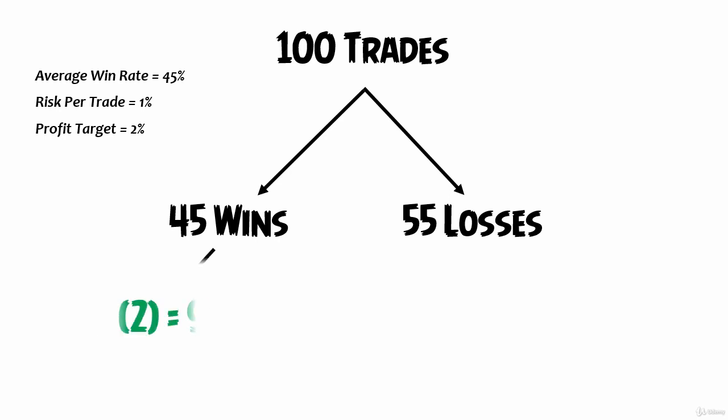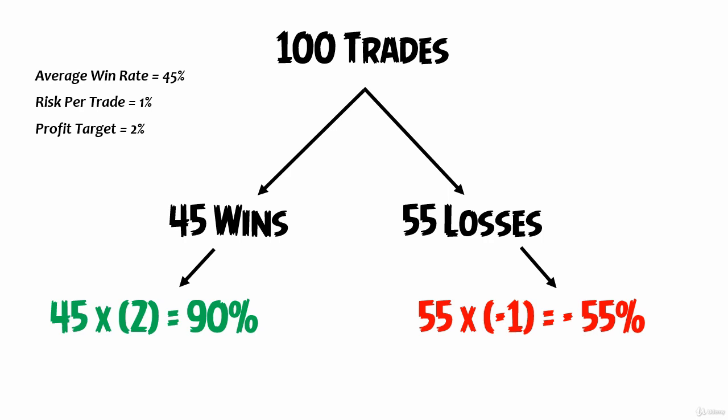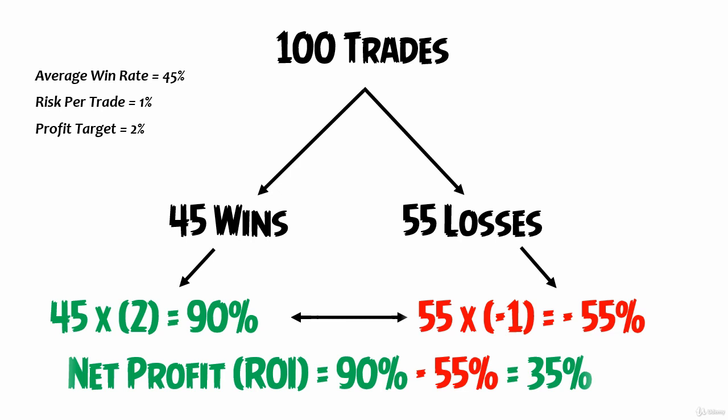When you do the math, you'll see that you're going to end up with a gross profit equal to 90% of your trading capital and a gross loss which will only be 55% of your trading account's capital. Now, when you subtract your gross loss from your gross profit, you'll discover that you're still going to end up with a 35% return on investment after taking 100 trades, even though you were only right 45% of the time. And that's the power of coupling a modest win rate from a forex trading strategy which has got an edge over the markets with a robust risk to reward ratio such as 1:2.